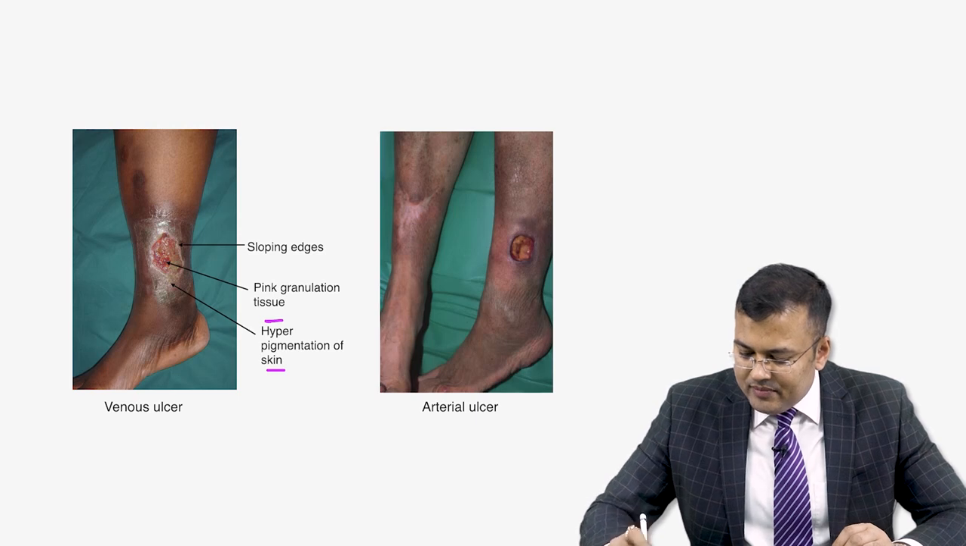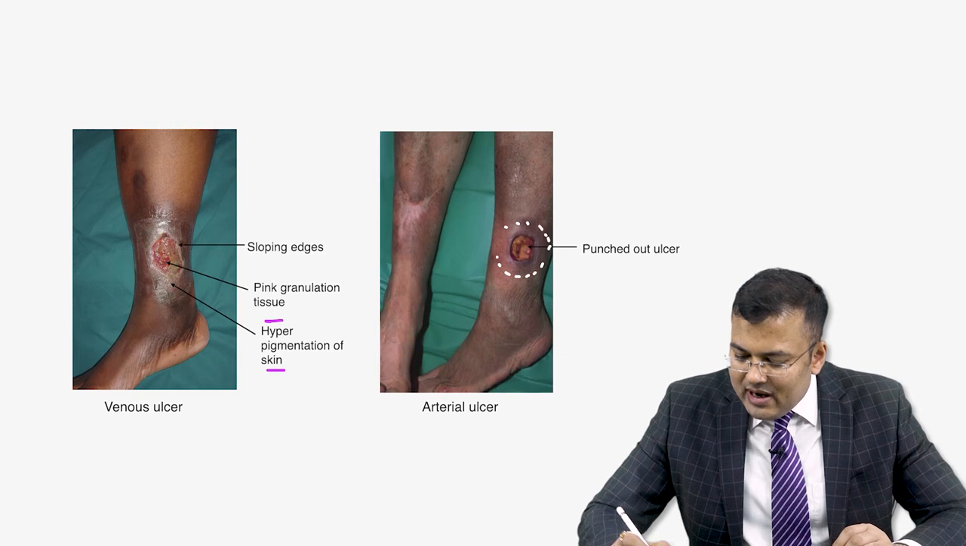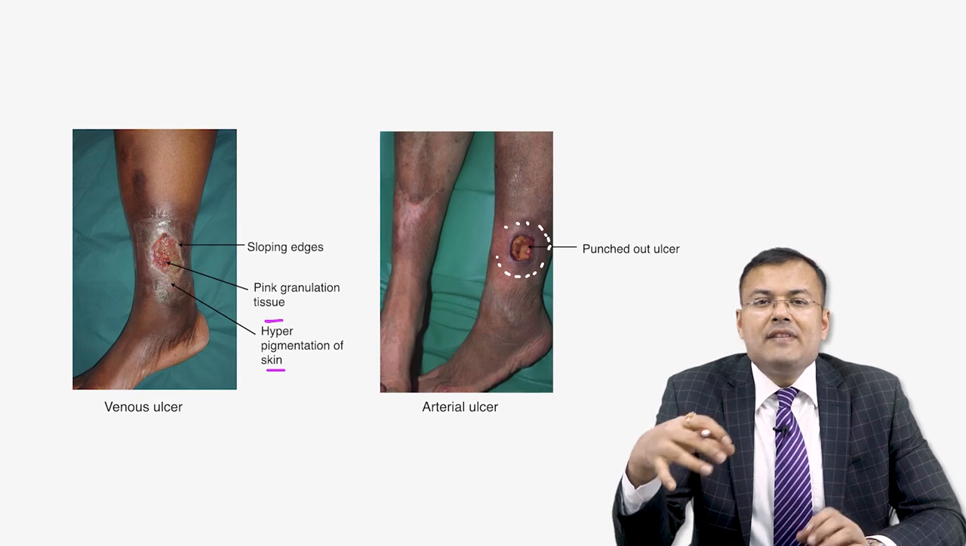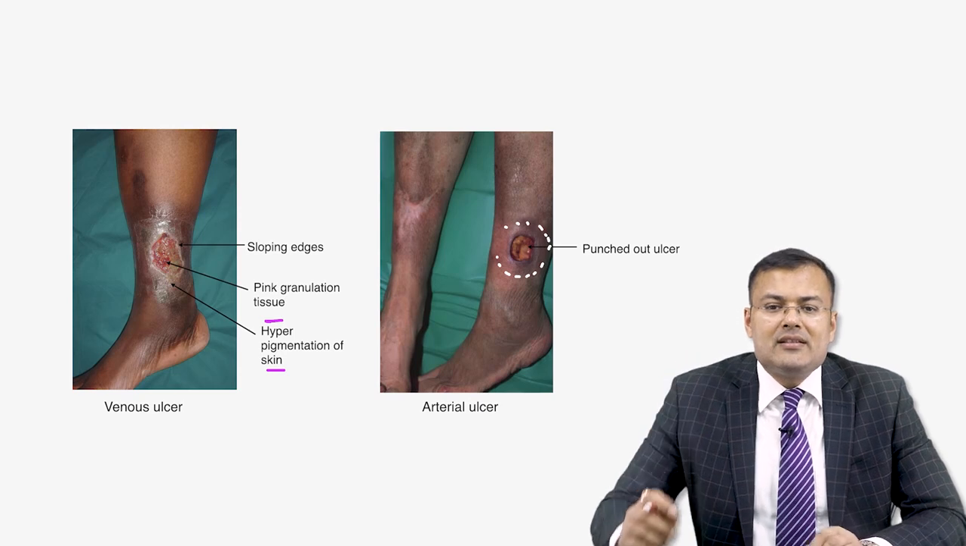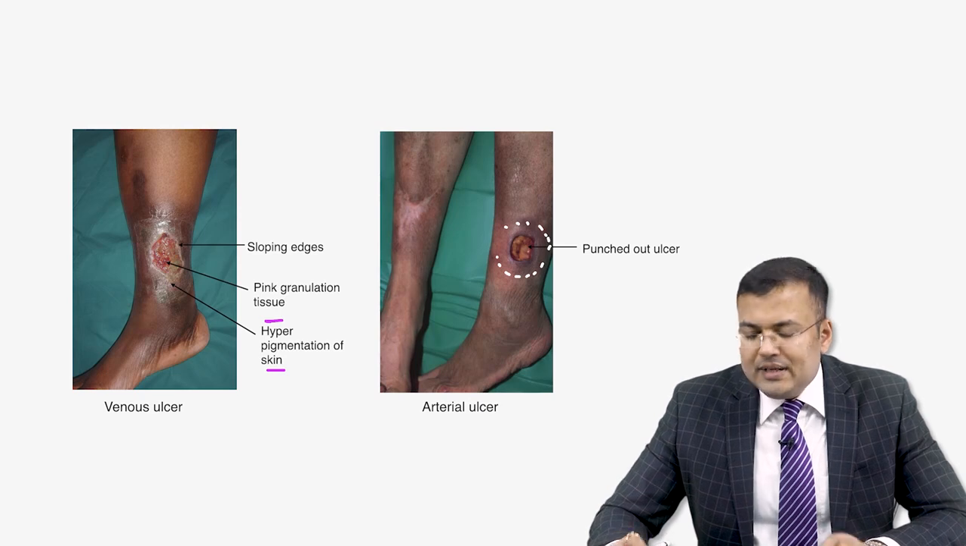Now can you see this one? Arterial ulcer, you can notice that here it is punched out. Arterial ulcers are extremely painful and there will be signs of ischemia like loss of hair, thin shiny skin, brittle nails. Clear? So it is having punched out edges. So you can see punched out ulcer.